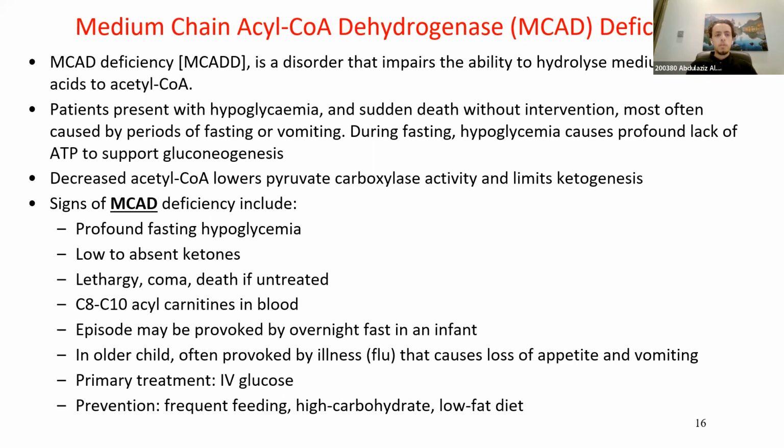So now we're talking about medium chain acyl-CoA dehydrogenase deficiency. I think this is a very important disease in your lecture. Essentially, you cannot hydrolyze or make use of the medium chain fatty acids. So what happens is you have a non-ketotic hypoglycemia. What does it mean by non-ketotic? Can anyone answer me? What does it mean by non-ketotic hypoglycemia?